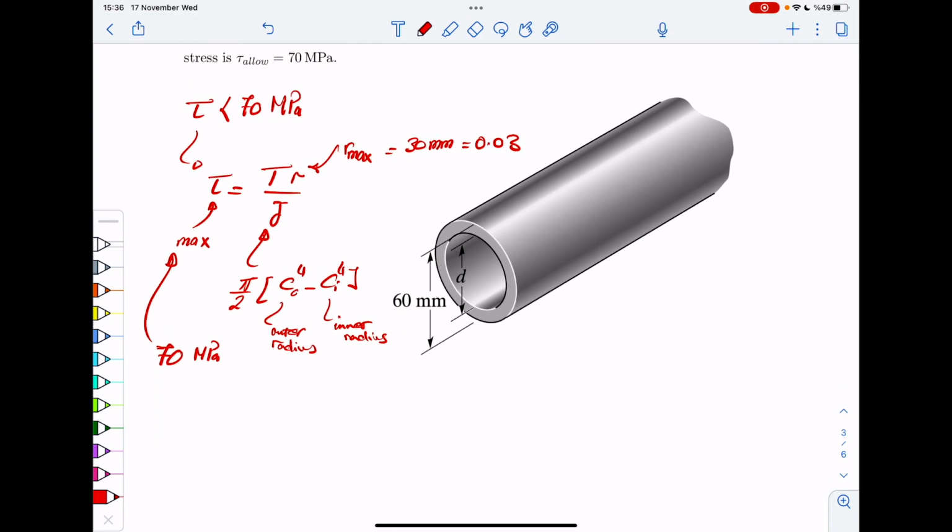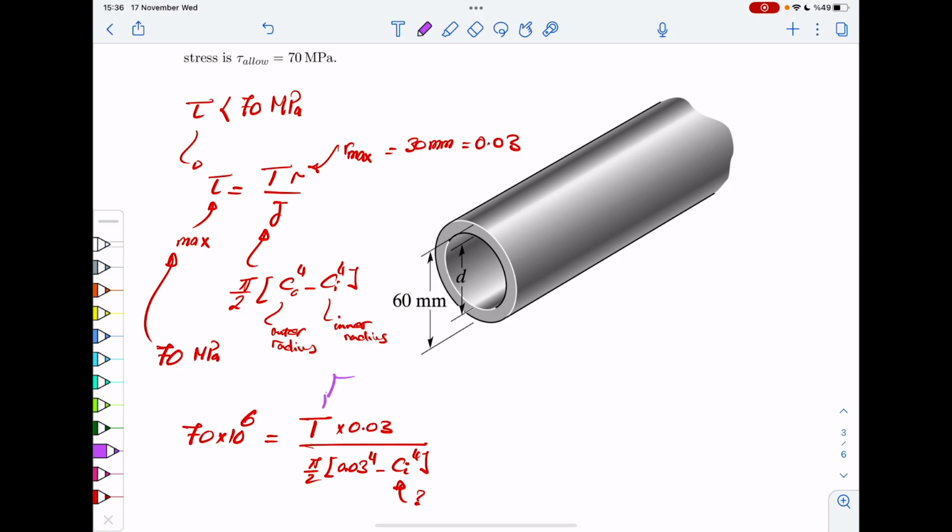So basically the formula we have is 70 megapascal times 10 to the power 6 equals T times R max, which is 0.03, divided by pi over 2 times the external radius, 0.03 to the power 4, minus CI, the internal radius, to the power 4, which is the unknown of the problem. So the problem asks you to calculate CI. The only thing remaining is that we don't know yet what T is.